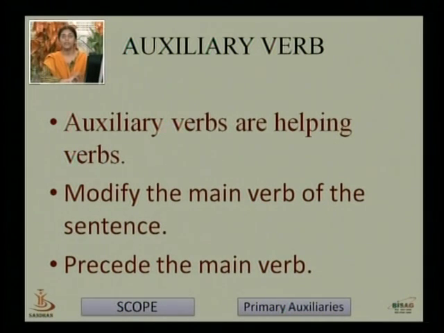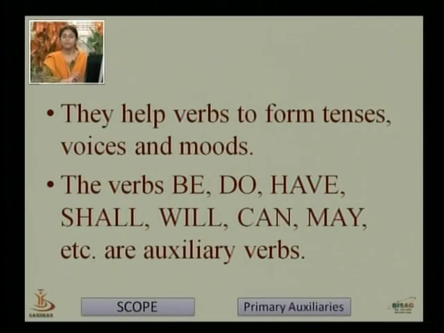Auxiliary verbs always precede the main verb. This is a very important condition in a sentence with an auxiliary verb. They help verbs to form sentences. They help verbs to form tenses, voices and moods. This is the primary function of the auxiliary verbs. Verbs such as be, do, have, shall, will, can, may, etc. are called auxiliary verbs.